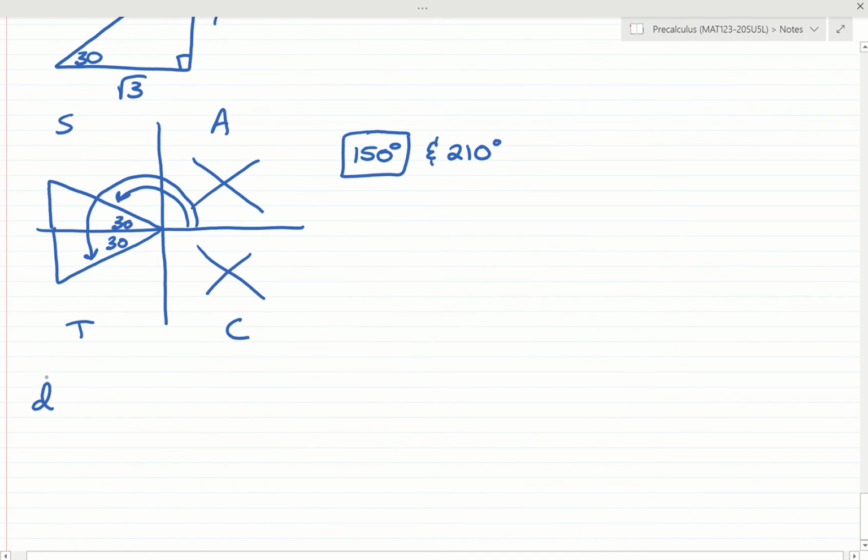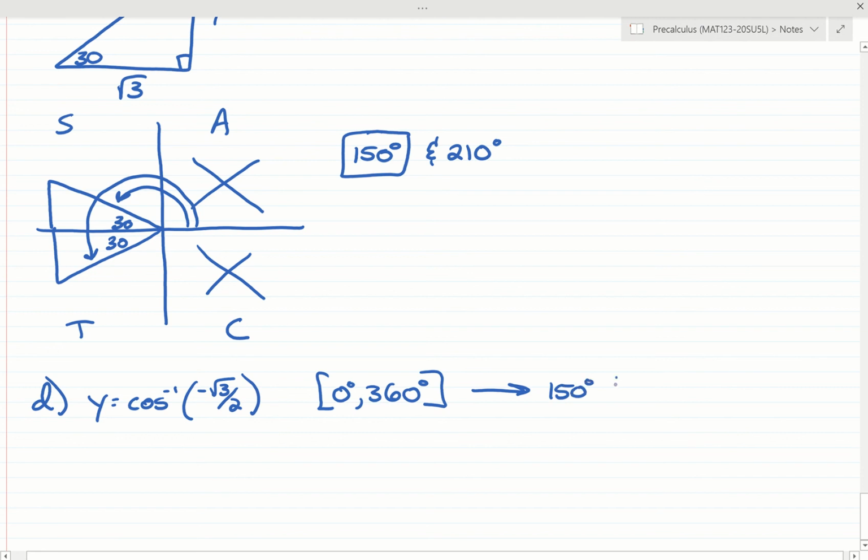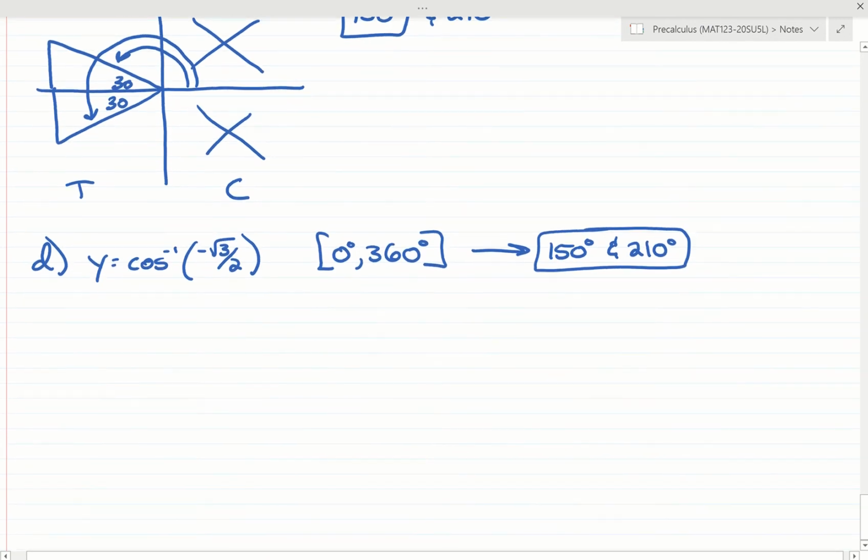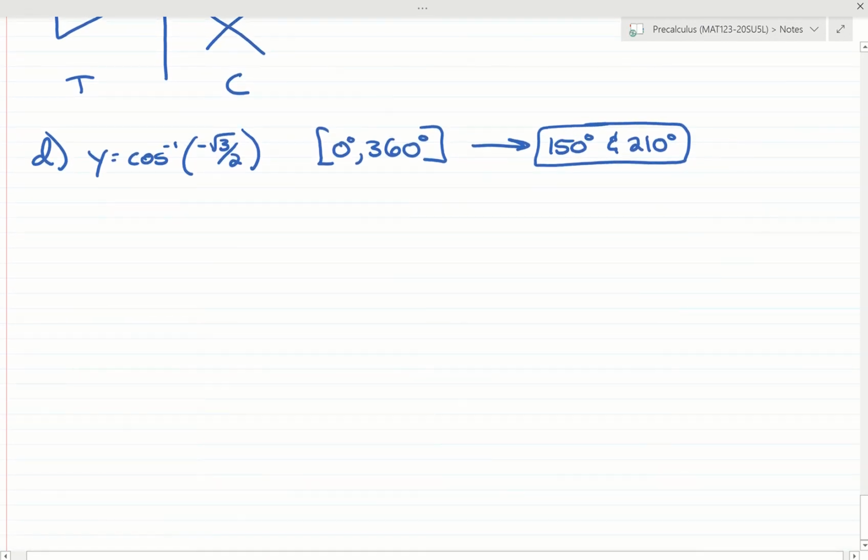If the problem did ask us to find the inverse cosine of -√3/2, and we were given the range of 0 degrees to 360, then you would have the answer 150 and 210, because we're not so restricted with our answer choices. All right, and we'll do tangent now, and then I'll give you a little summary.